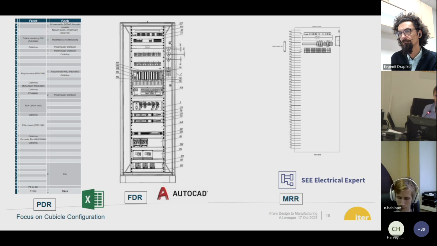It will allow us to have no mismatch between the 2D layout and the wiring diagram.